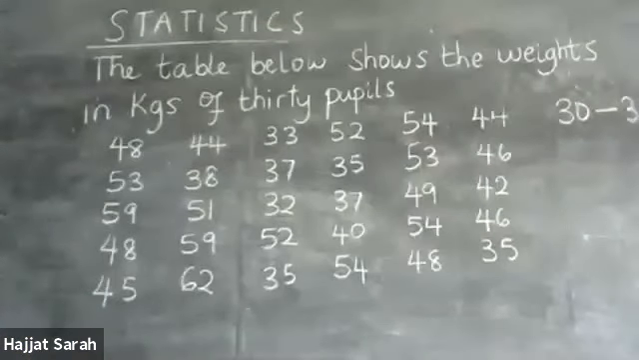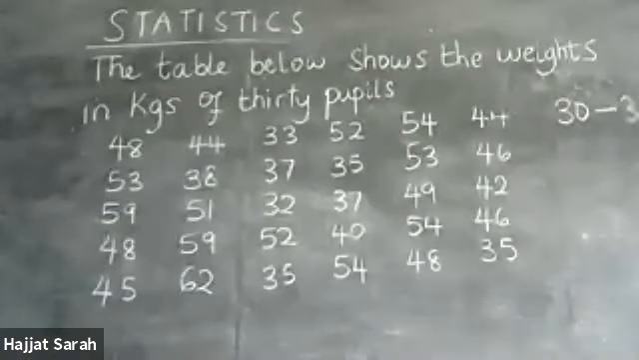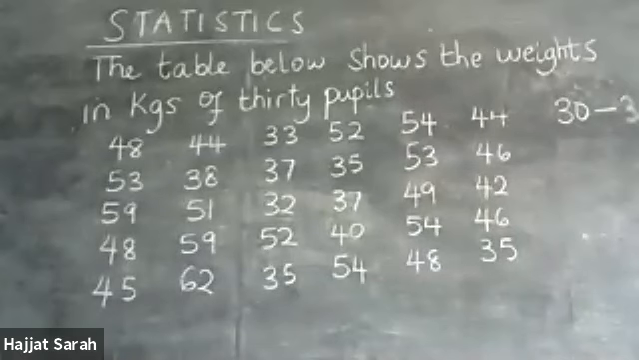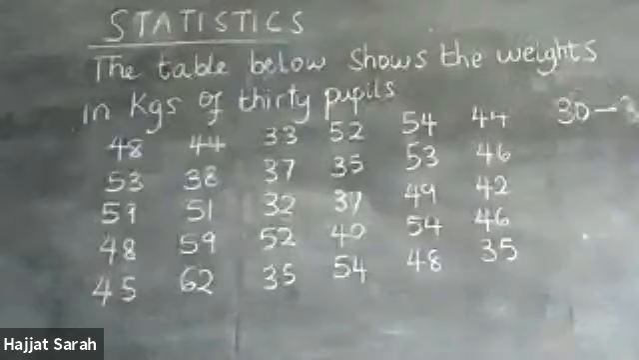The question is, construct a frequency table with a class width of 5, starting from the class 30 to 34.